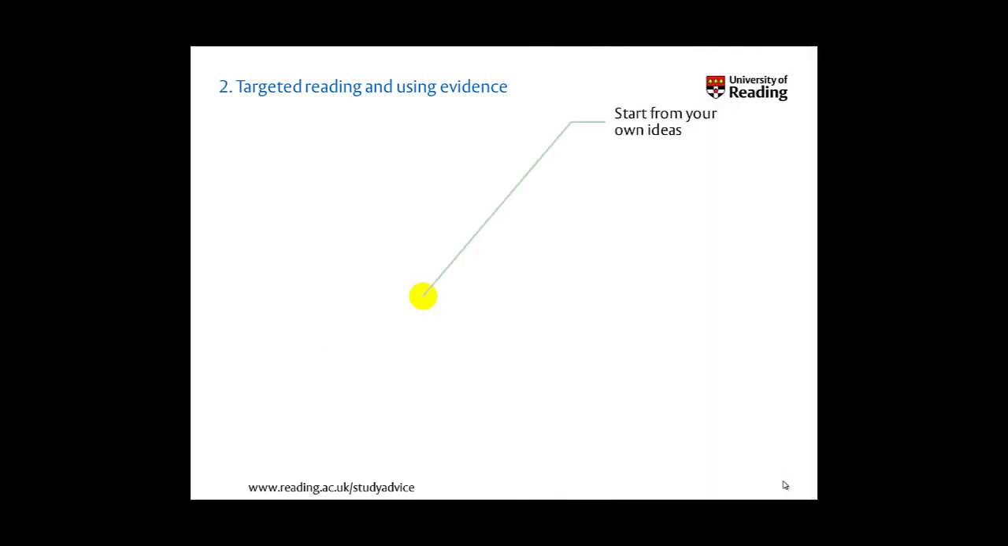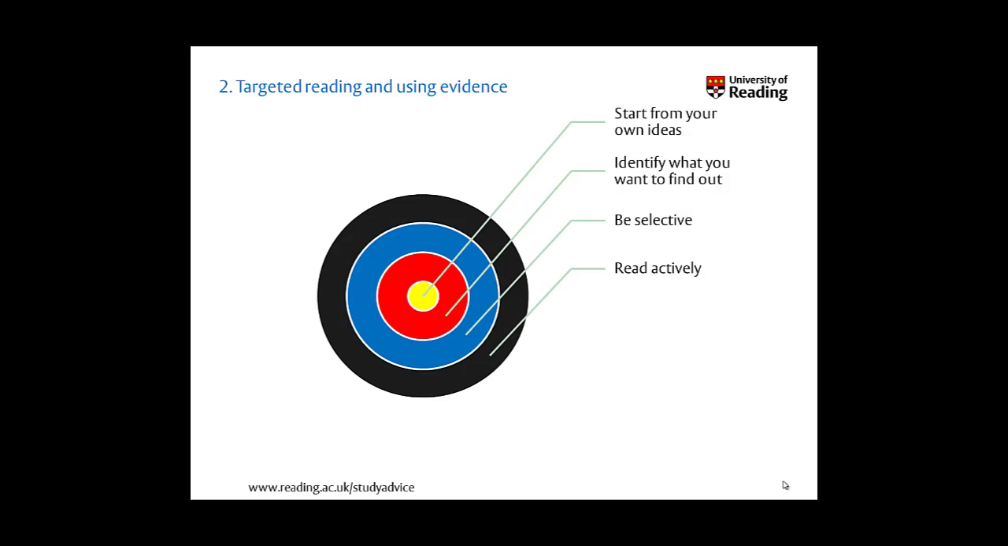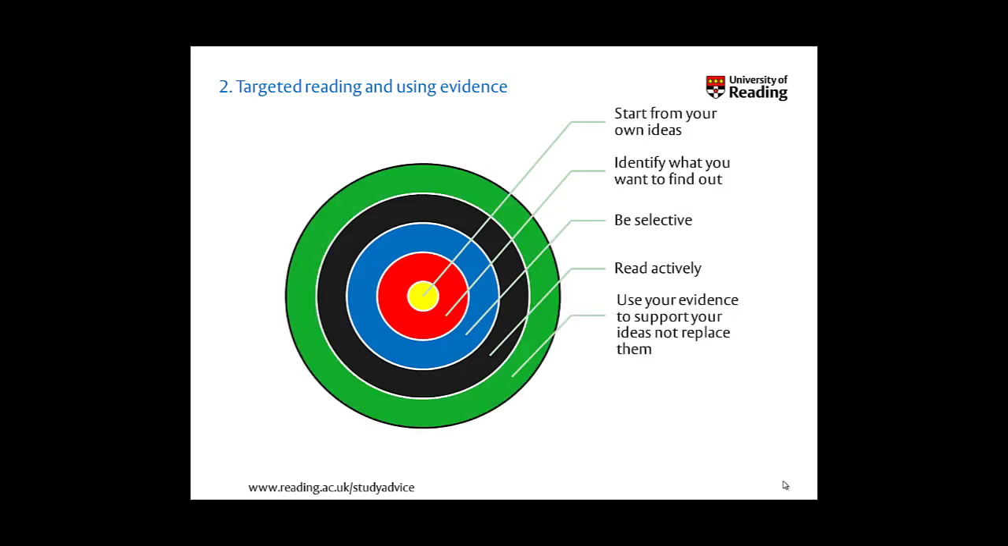Targeted reading means starting from your own ideas, identifying what you want to find out, being selective, reading actively, and using your evidence to support your ideas and not replace them. And this tutorial will look at each of these in turn.